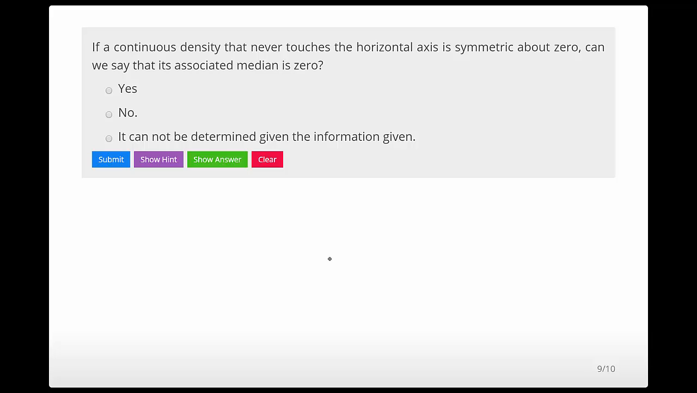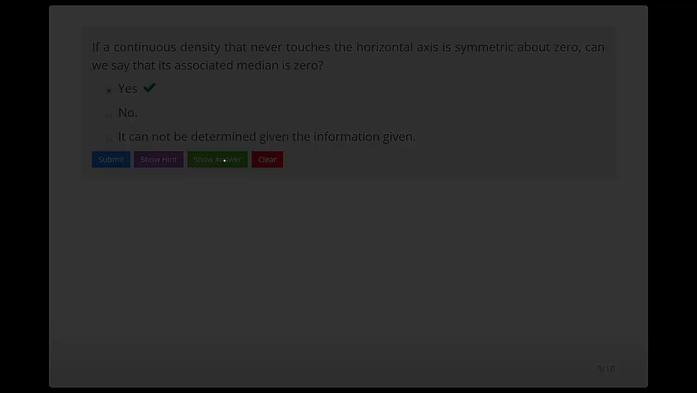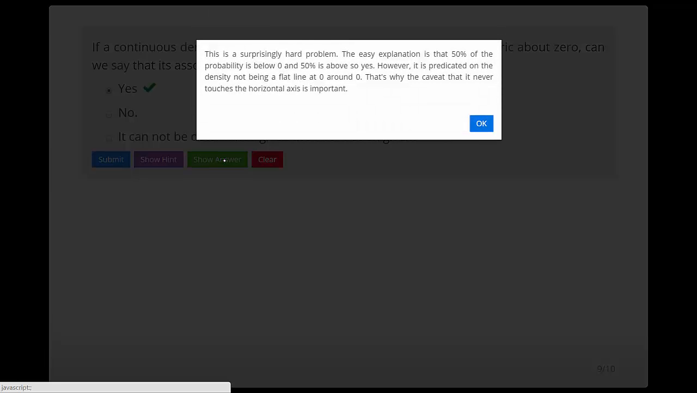So I'm going to put yes here and submit, and then I just want to show you the answer because I actually go through some of this discussion and I put in that this is a surprisingly hard problem. My intention was for it to be an easy problem. My original intention was, yes, if a density is symmetric about 0, then its median is 0 because 50% lies below 0 and 50% lies above 0. But there's this caveat that if it's flat on the horizontal axis right around 0, then that causes a problem. So I described this caveat a little bit in the homework problem.